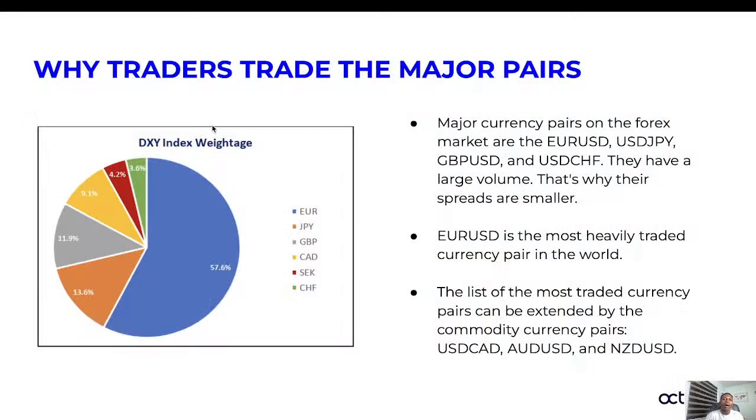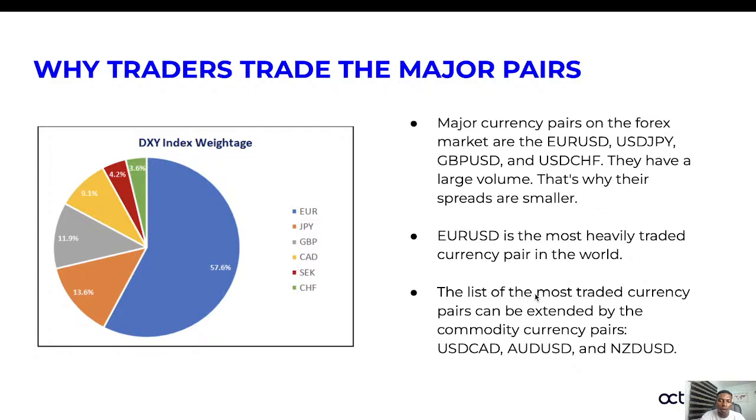So why do traders trade the major pairs? The major pairs on the Forex market are the five top pairs that are USD pairs. Now we have Euro USD, we have USD CHF. They have large volume. That's why their spreads are smaller. Euro USD is the most heavily traded currency pair in the world.